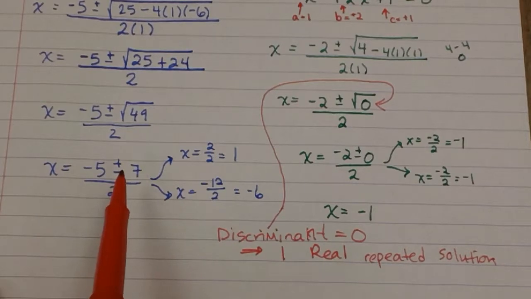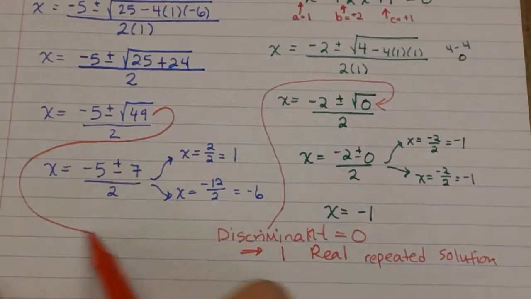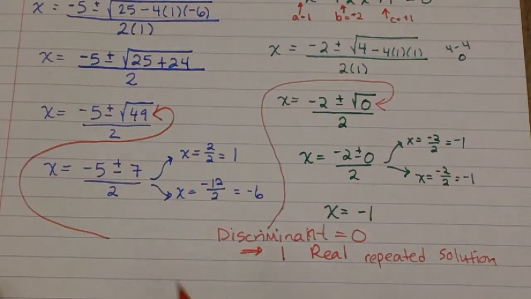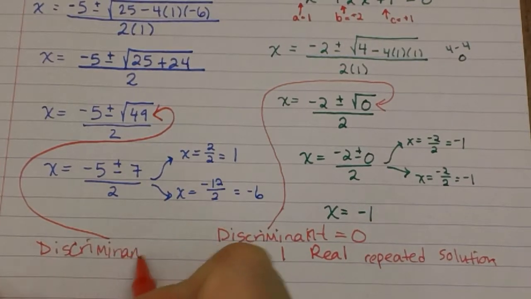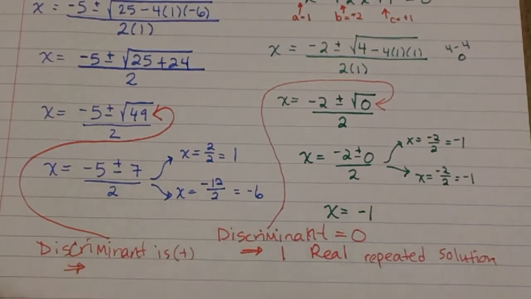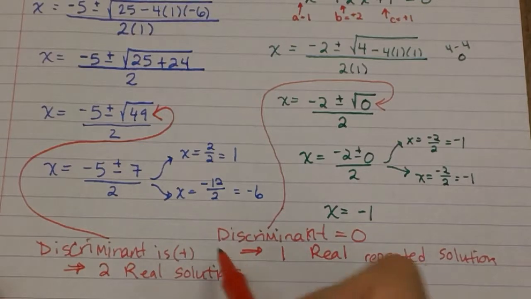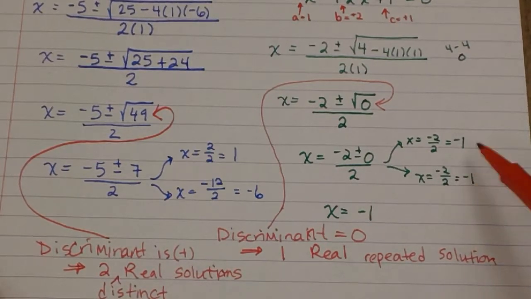In the problem that we worked just before that, notice that the discriminant here was positive. So when your discriminant is positive, that's going to give you two real solutions. And those are what we call distinct real solutions. In other words, it's not a repeated solution the way this one was. There were two solutions, but it was really the same one.